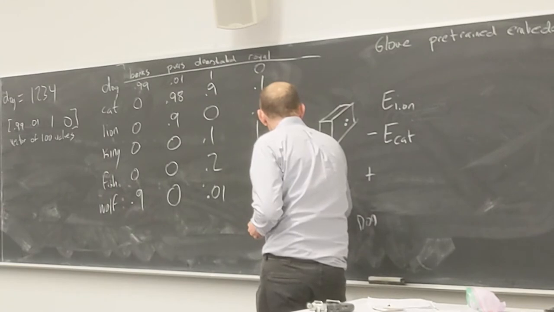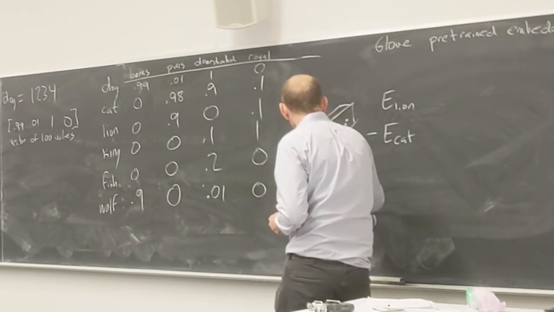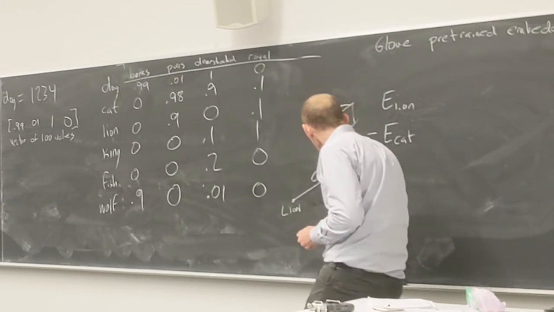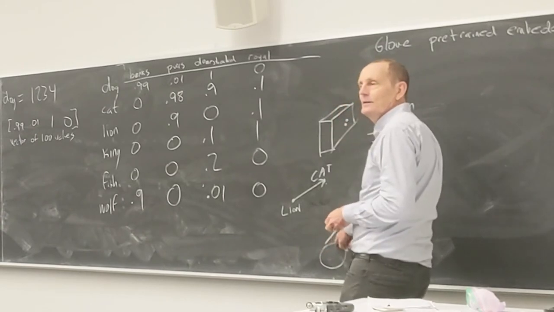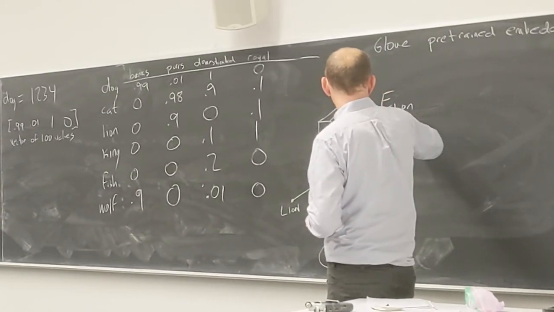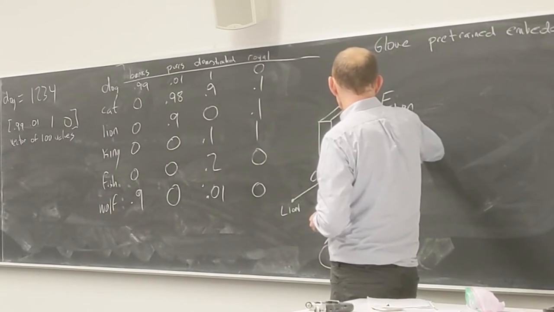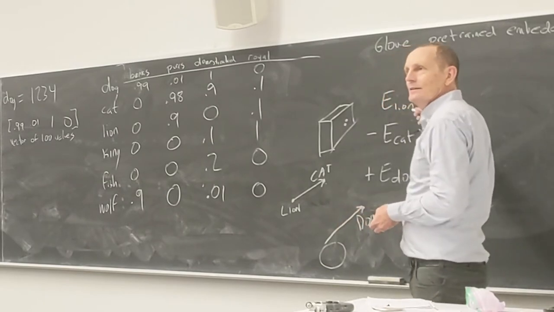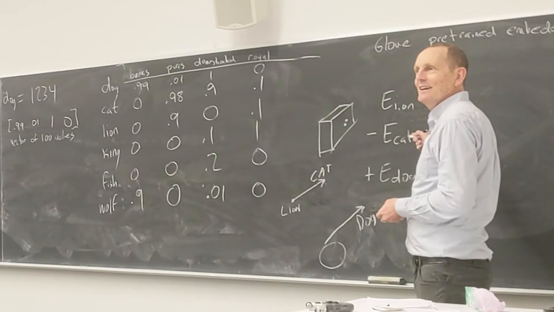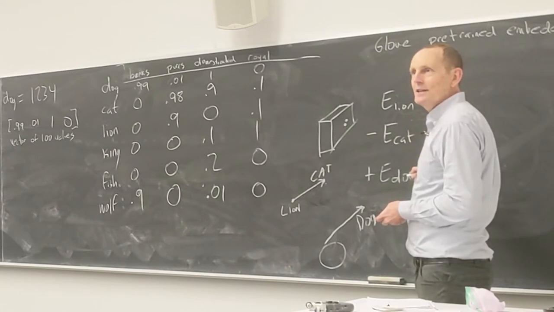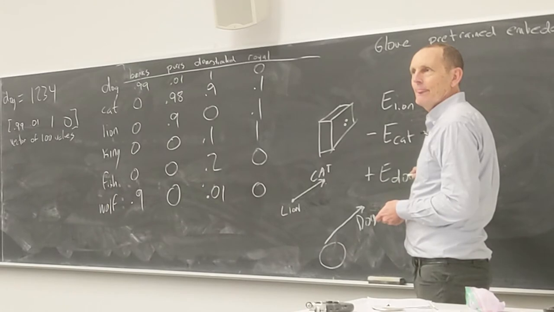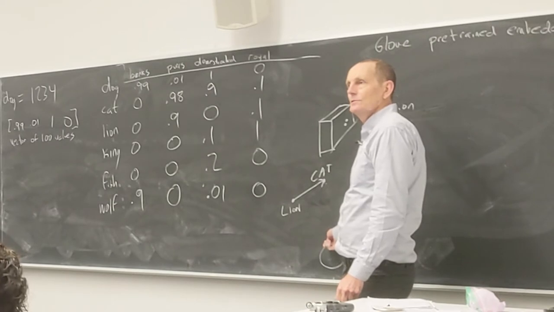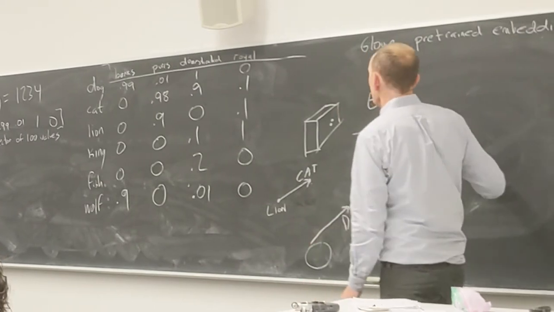What I'm saying is, if I look at that vector here, and that vector here, what's there? That is, I take E lion minus cat plus dog. That is, what if I took a lion, took out what of the lion is a cat, and put in dogness instead? Okay? I end up at this location, basically. That makes sense? Let's just try the numbers.